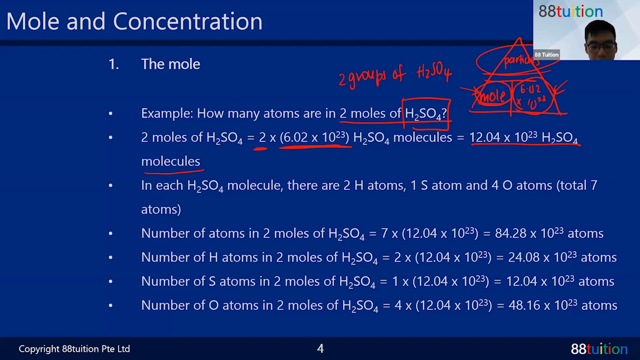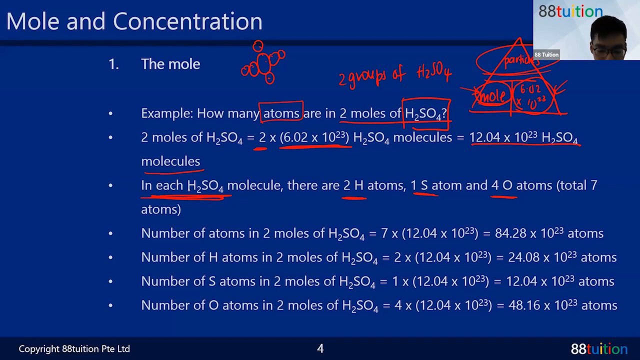Okay, but then this one doesn't really answer the question, because the question asks how many atoms there are. A molecule is like, one H2SO4 is maybe this is the SO4, then the H2 is like that. This is one particle, but I want to find how many atoms. So inside one H2SO4, there are two H atoms, one S atom, and four O atoms.